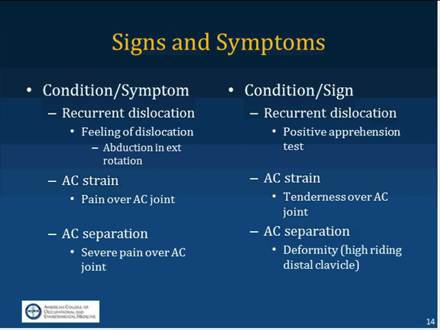In the case of AC strains, there will be pain over the AC joint, and tenderness as well. You have to distinguish this from AC arthritis, which is reasonably common in older workers and has the same symptoms and signs. In the case of AC separation, there tends to be severe pain over the acromioclavicular joint, and you can see a high-riding distal clavicle on occasion.